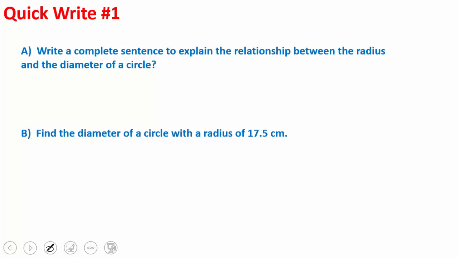So your quick write number 1, I told you this is going to be a quick video. Quick write number 1, write a complete sentence and explain the relationship between the radius and the diameter of a circle. I want to see a complete sentence. I will be calling names, and you will be bringing me your notes, and I will read them aloud to the class. Please write a complete sentence using great grammar. And then part B, find the diameter of a circle with a radius of 17.5 centimeters.